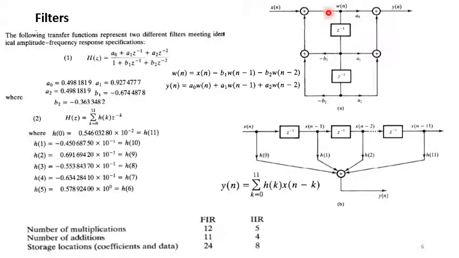Whereas in case of the IIR system, how many storage locations do we need? We need 5 locations, right? 5 for the coefficients. And how many additions are there? We have 3 additions. I leave it to you. Anyway, it will be 4, so 4 additions we require. So the total number of storage required is 8.